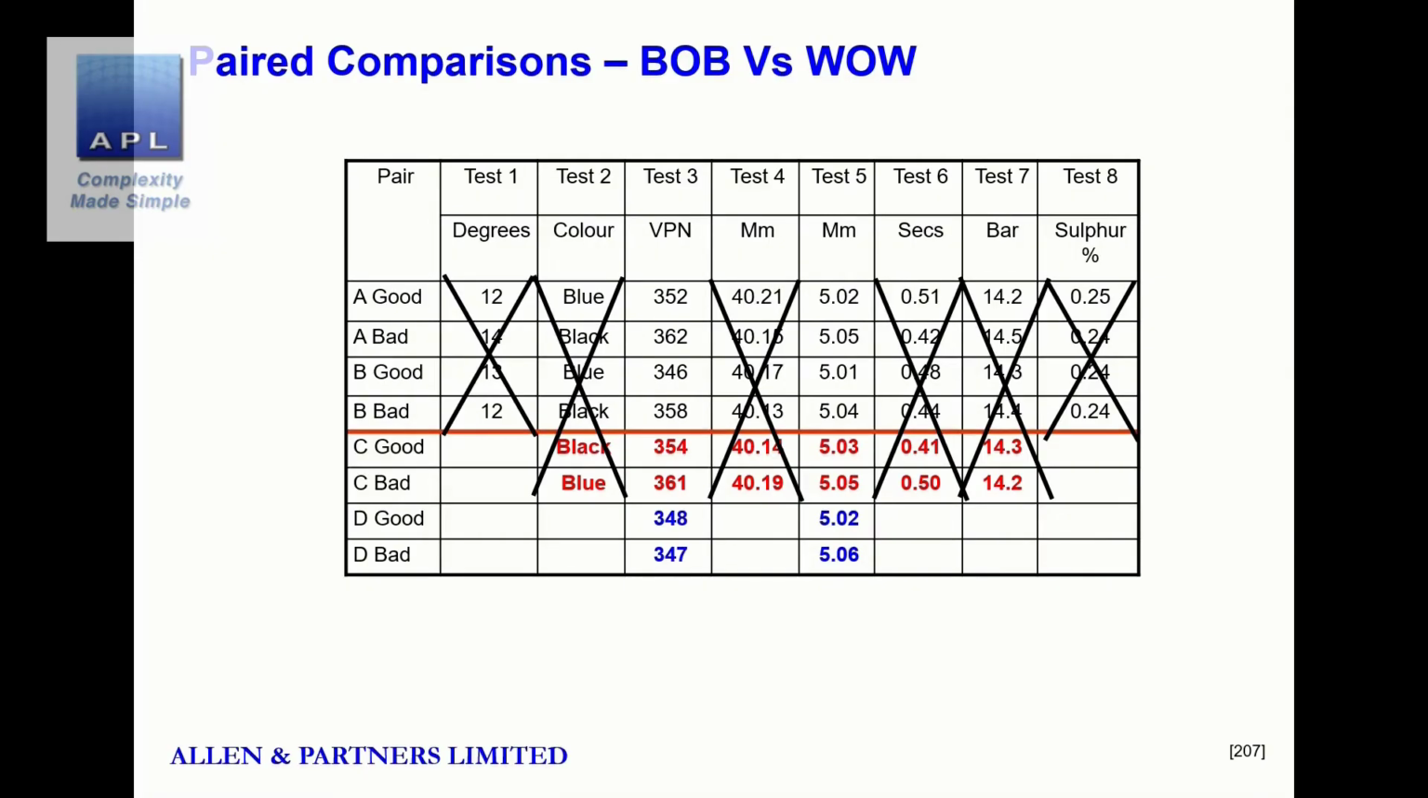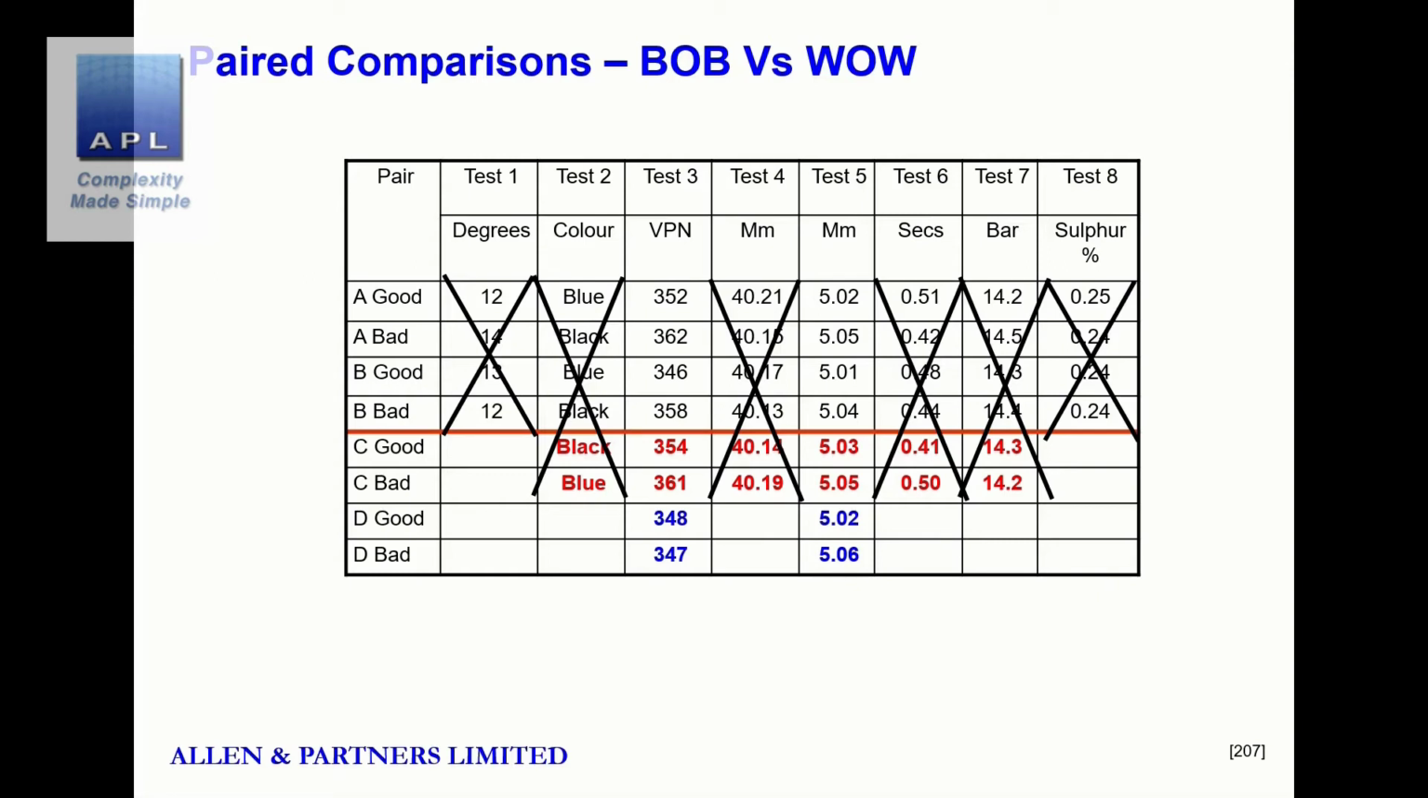What do we do now? Well, we do the same thing again. We go and collect another bob and another wow, one of each, and we just measure those features. Just the VPN, the hardness, and the millimeters. Yeah, so it's a hardness test and it's a millimeters test.